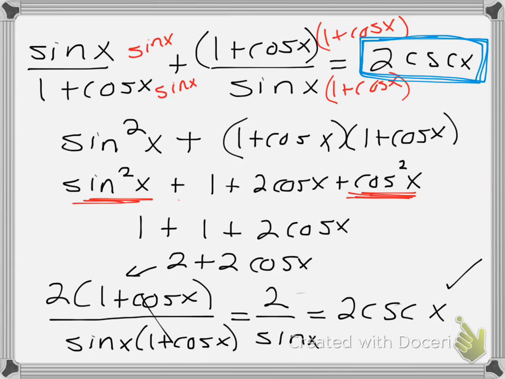So you can see the way I did it here. I have 2 fractions, so I thought, let me combine these and see what I can do. I manipulated, multiplied, combined, and did some identities. Got my 2 plus 2 cosine of x, factored out the 2, canceled, and then by definition I made it 2 cosecant of x. Like I said, this is one way of doing it, which works.